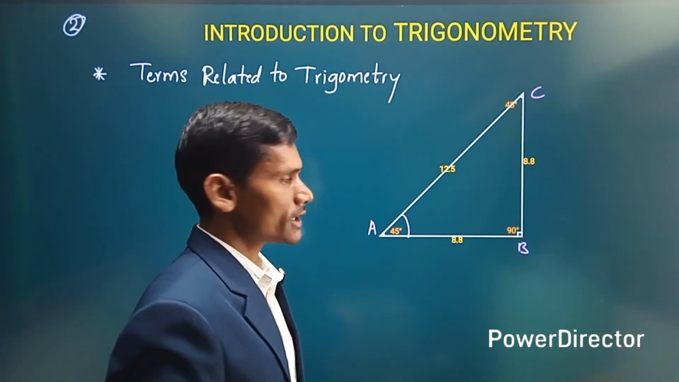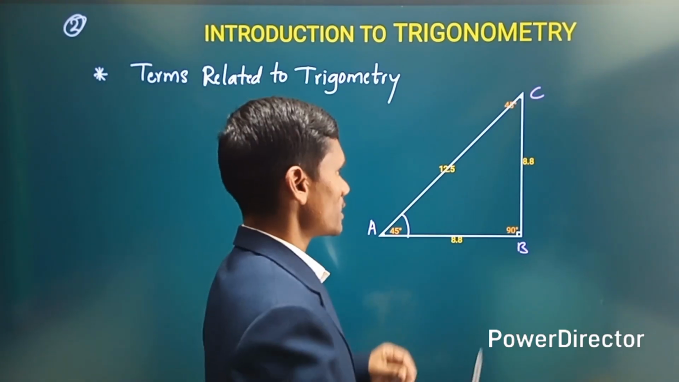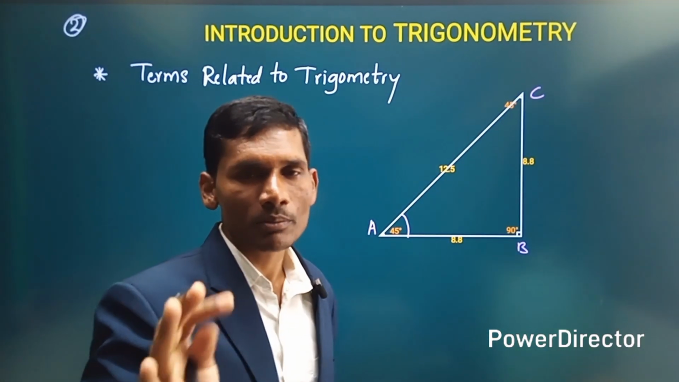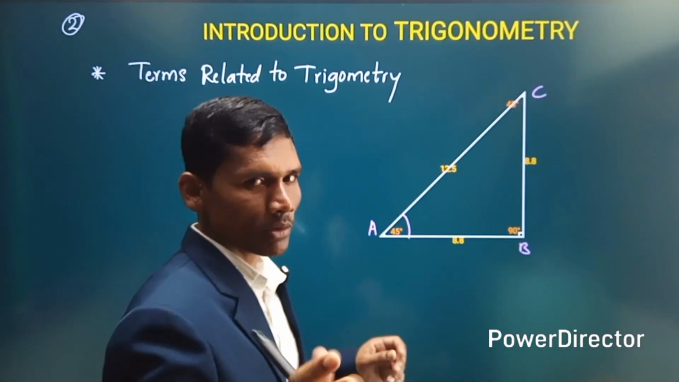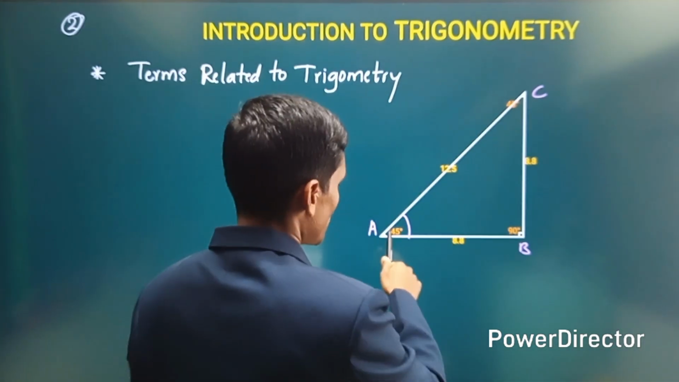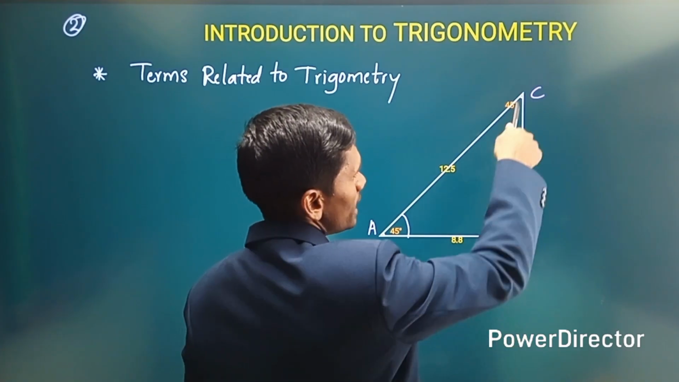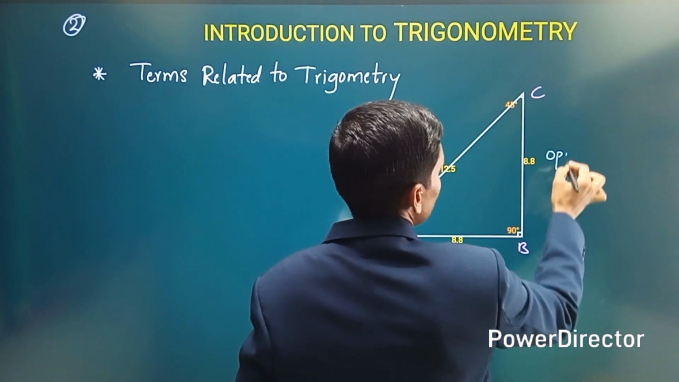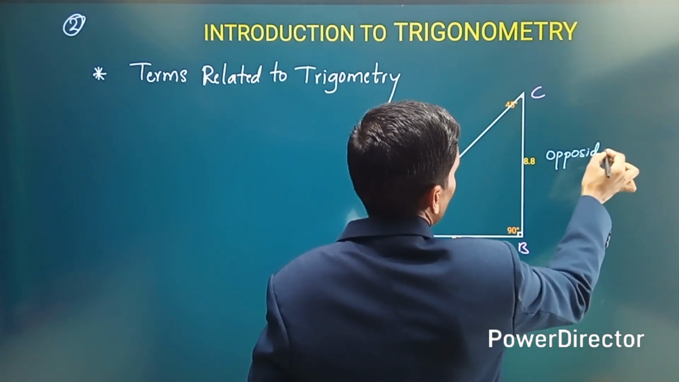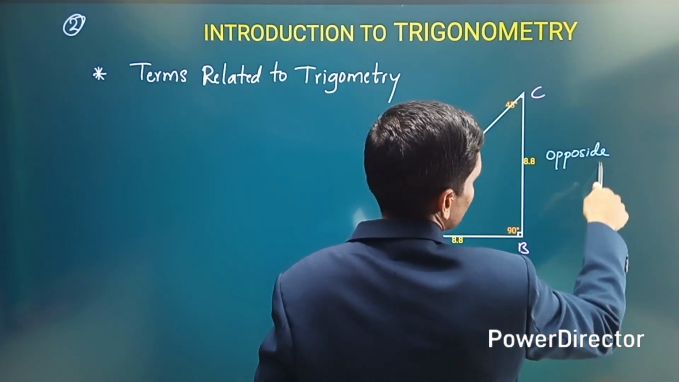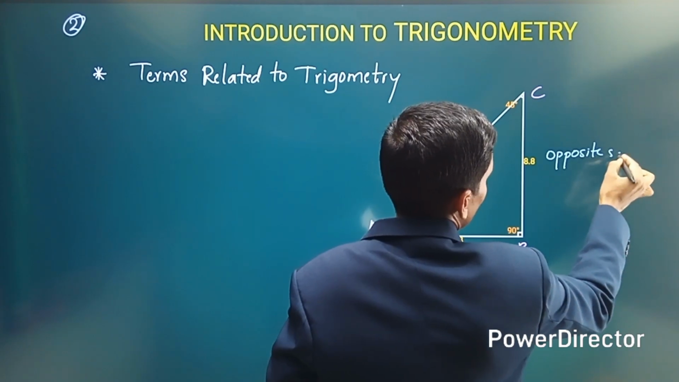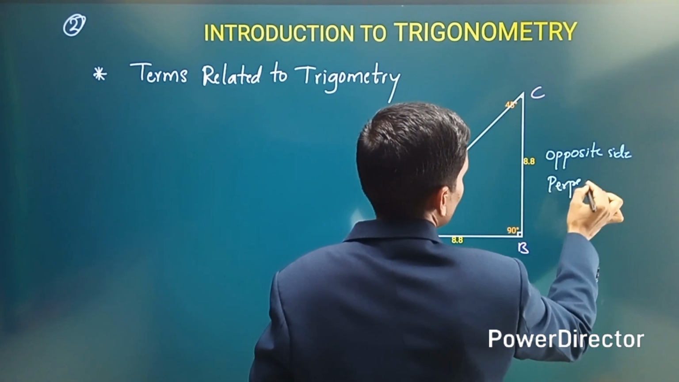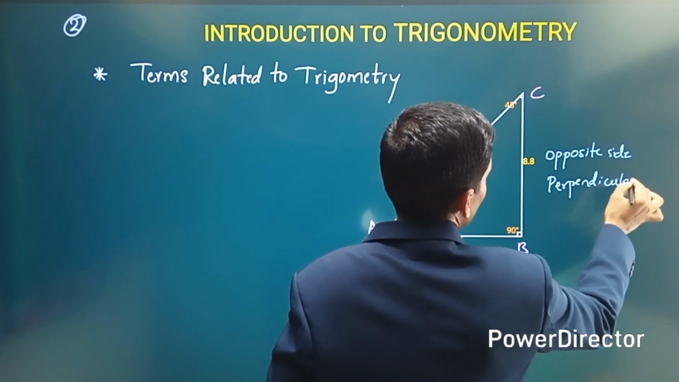Now, next, coming to terms related to trigonometry. What are the terms related to trigonometry? If you consider any one of the angles, say for example, if ABC is a right angle triangle, because this is applicable only for right angle triangles. If you take this angle, here angle A, which is the side opposite to this angle? This side is opposite, so we call this the opposite side. Otherwise, we can call this the perpendicular.